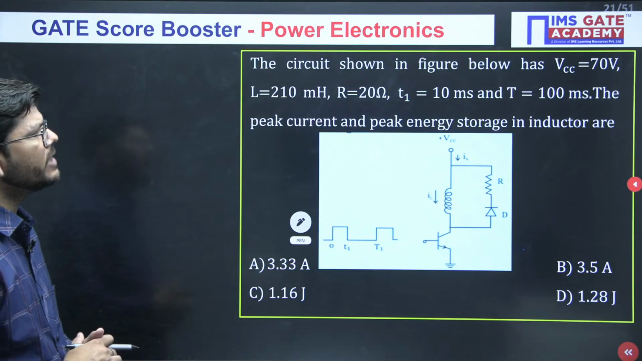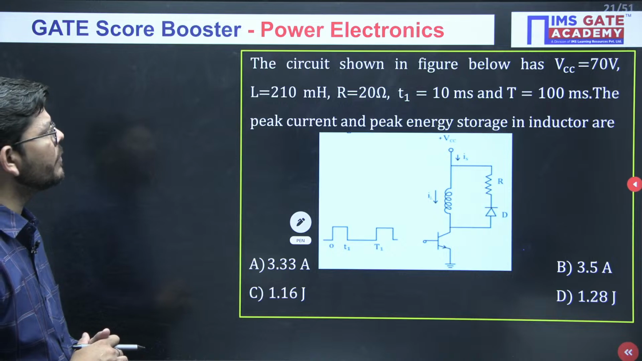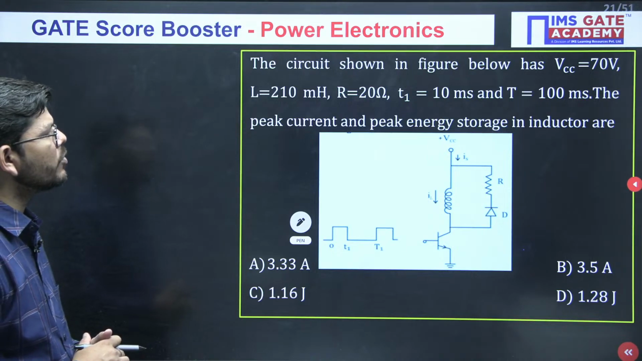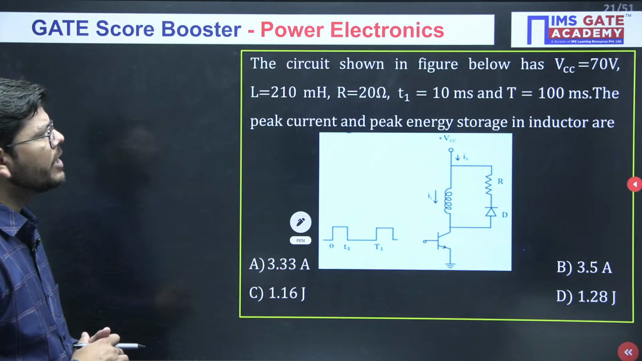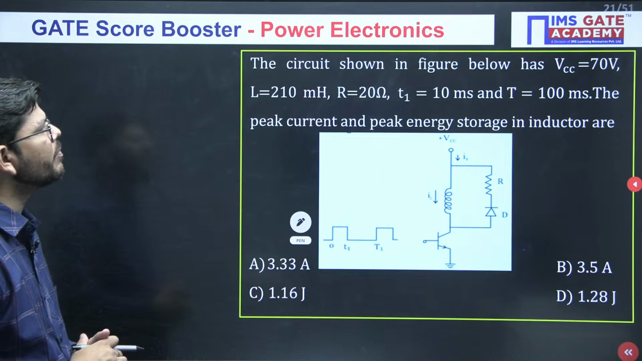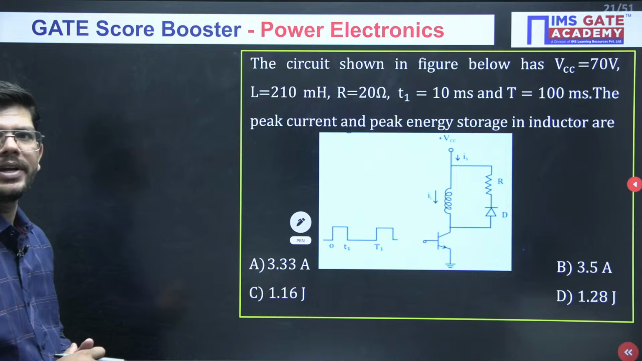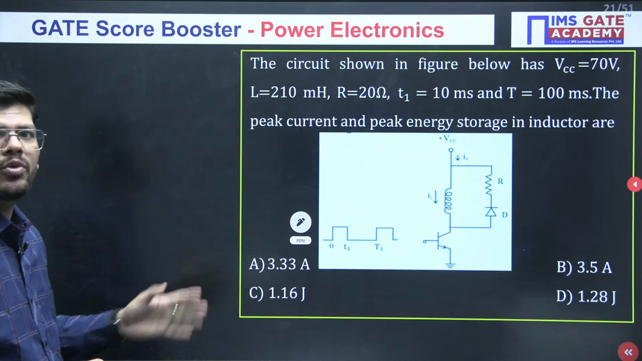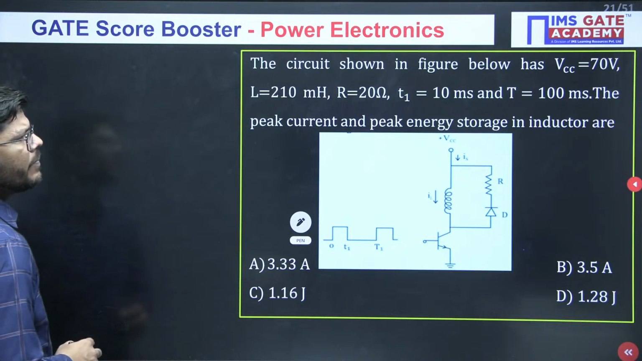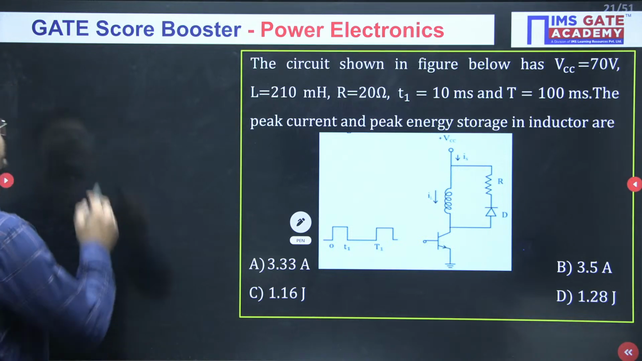The circuit shown in the figure below has VCC equals 70 volt, L equals 210 millihenry, R equals 20 ohm, T1 equals 10 milliseconds and T equals 100 milliseconds. The peak current and peak energy storage in the inductor will be. This is an MSQ question. What do you have to calculate here? Peak current and peak energy across the inductor.